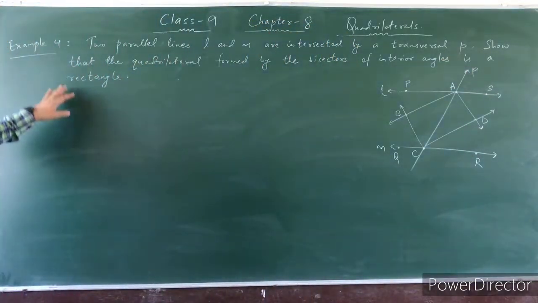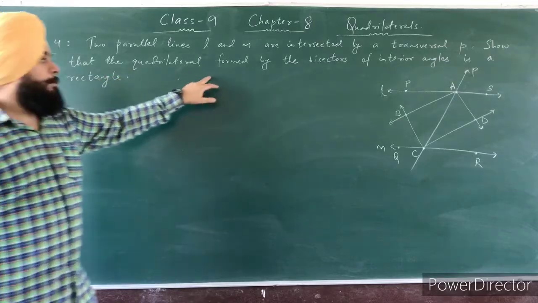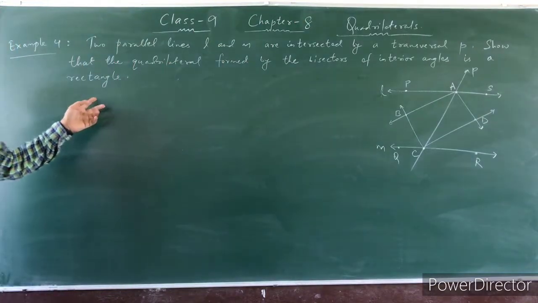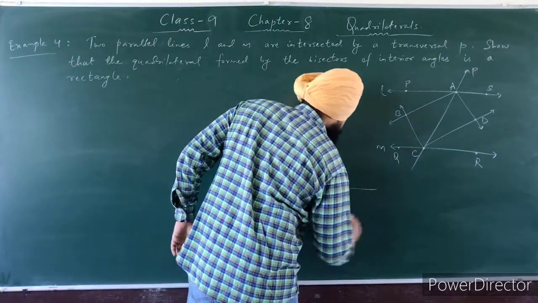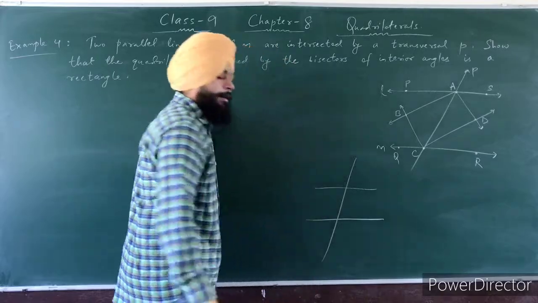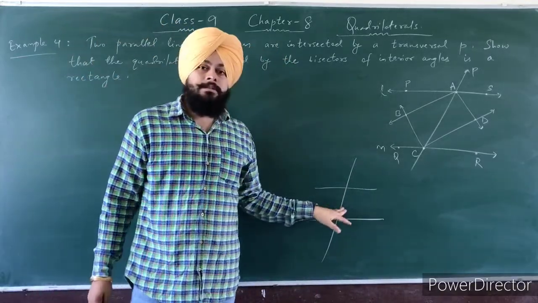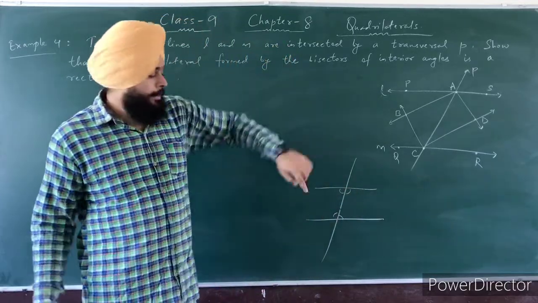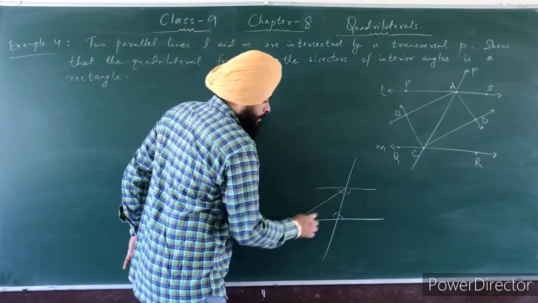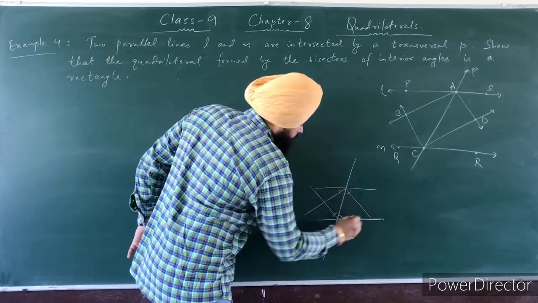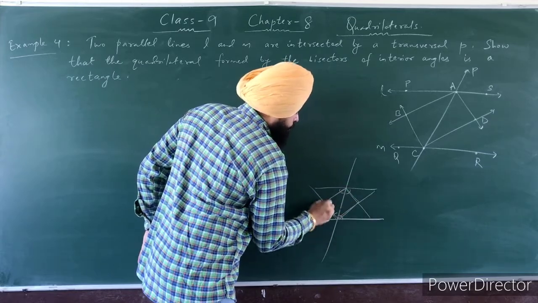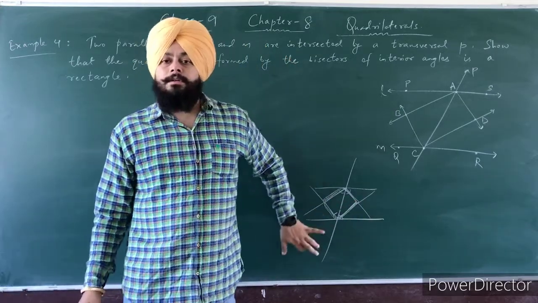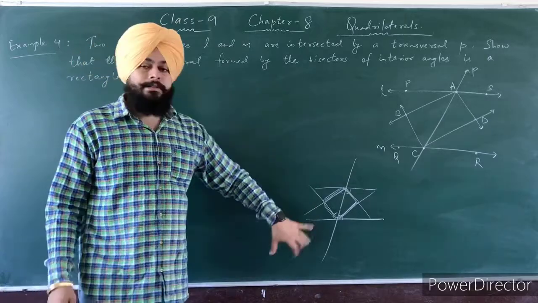Show that the quadrilateral formed by the bisectors of interior angles is a what? Rectangle. So you can see here these are two parallel lines intersected by a transversal. So there are total how many interior angles? There are 4 interior angles. So first one, second, third and fourth. So if you join their bisectors, this one, this one, this one and this one, then when you join them, this quadrilateral is a what? A rectangle. You have to show that this quadrilateral is a rectangle.